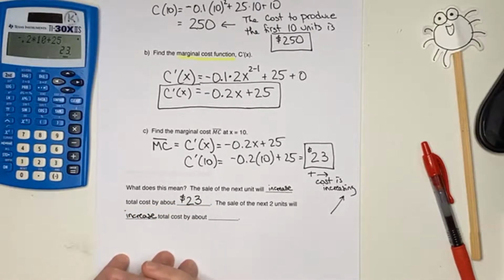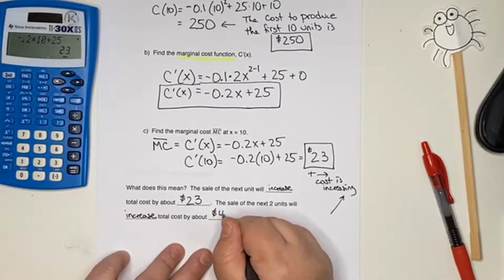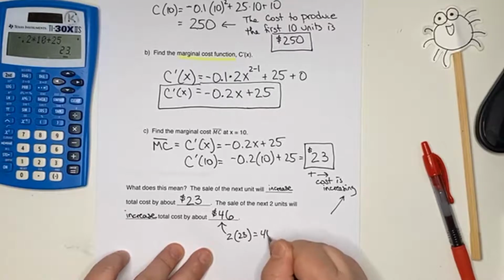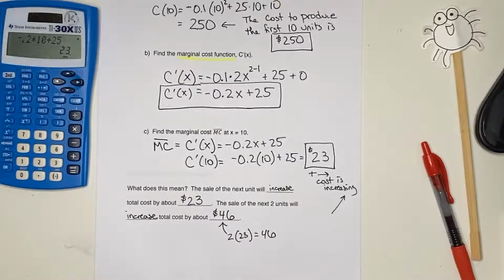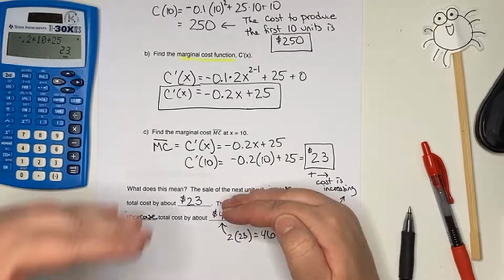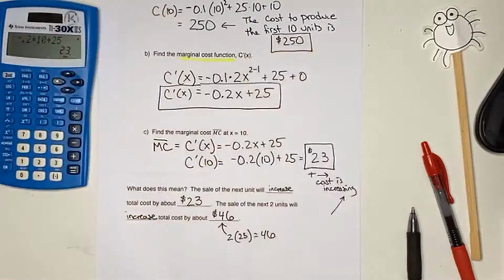The sale of the next 2 units will increase total cost by about, and now here, this is a question where you could answer it a few different ways. But what I'm going to do for this one is I'm going to say you just multiply. So each unit, so if I make one more, the cost goes up 23. If I make another one, the cost goes up 23. Make another one, 23. Now, how close am I when I start doing this? Do you remember what the rule was?